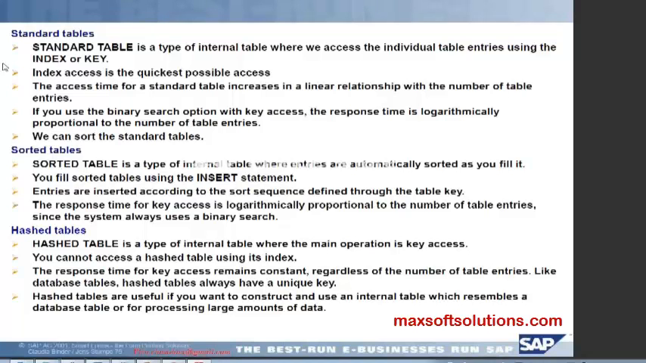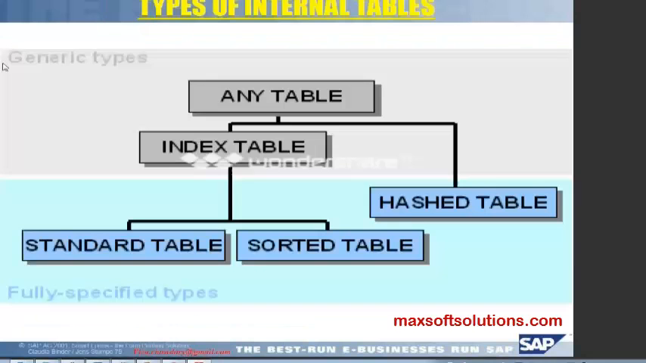Yes, see, actually we have two types of internal tables. Three types, right? Wait, one second. Actually, we have only two types. Then it is segregated once again. So we have index table and hash table.